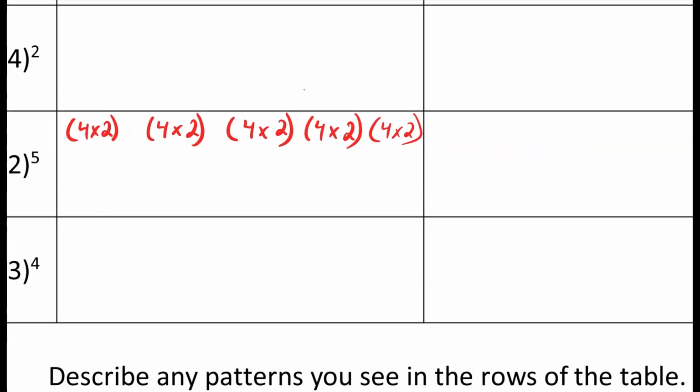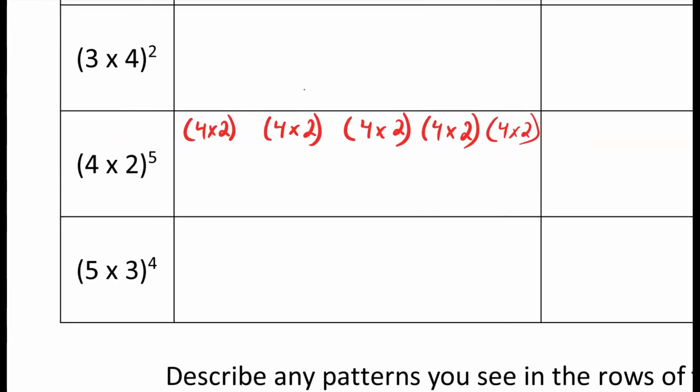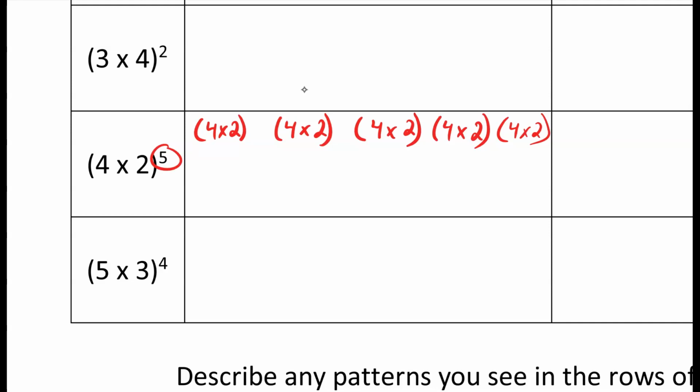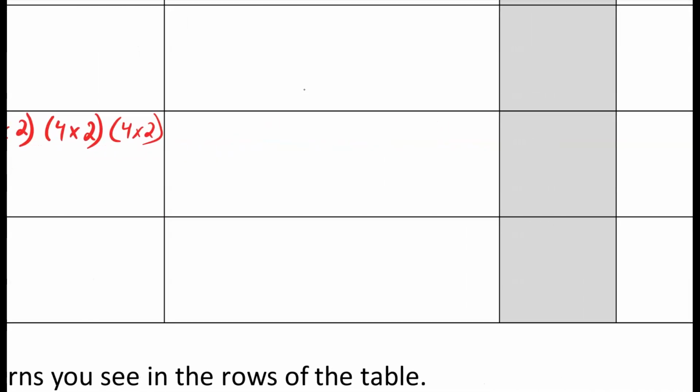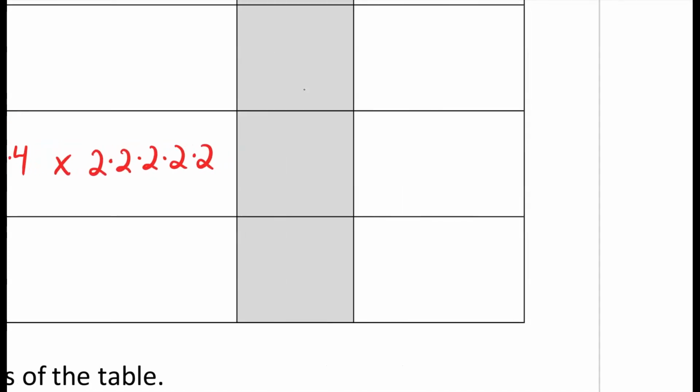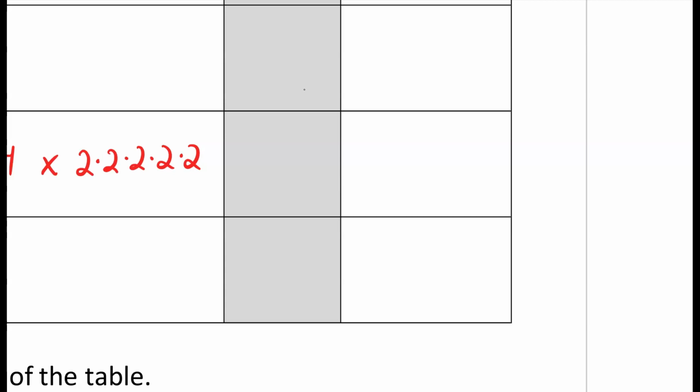You could either count those up, or if we know that this is a 5 right here, it means we're going to have the 4 show up 5 times. So 4 times 4 times 4 times 4 times 4 multiplied by 2 times 2 times 2 times 2 times 2. Both should show up 5 times. And if we write it as a product of a power, we're going to have 4 to the power of 5 multiplied by 2 to the power of 5.